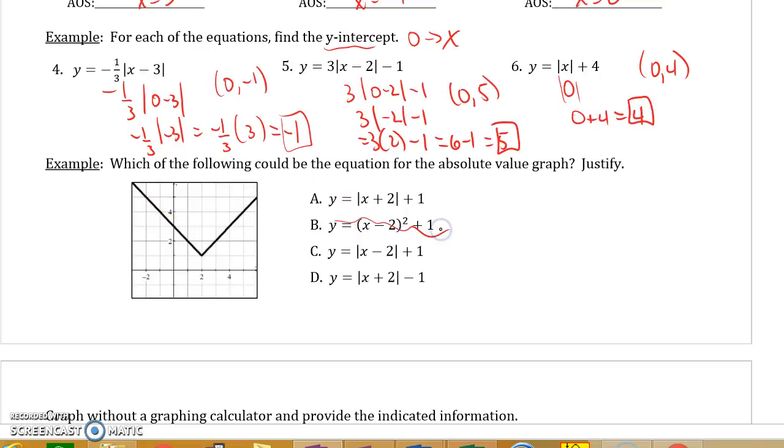This is a parabola, so I'm going to erase B. It can't be that one. This shifted to the right, and so I should see a negative in my absolute value, so that can be the only answer. Also, this tells you that it shifted up, just like the other shifts on the parabolas, so definitely we went right and we went up, so it has to be C.